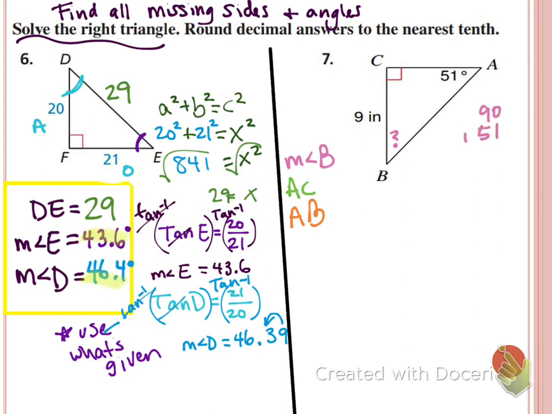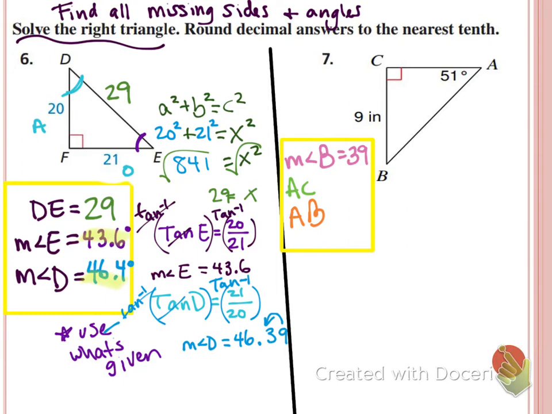You could do one of two things. You can add 90 and 51, which makes 141, and you could subtract that from 180, or you could just subtract 90 minus 51. Either way, you're going to get 39 degrees.